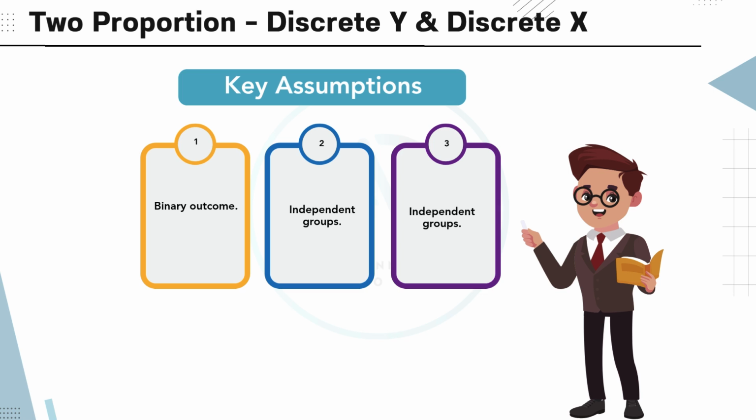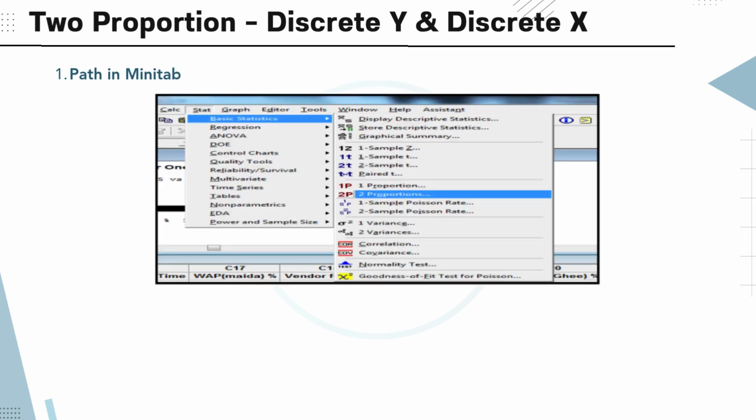We'll now move ahead to see how to run this test in Minitab and interpret the results. Now let's look at how to access the two-proportion test in Minitab. To perform this test, follow these simple steps. 1. Go to the Stat menu in the top toolbar. 2. Hover over Basic Statistics. This will display a drop-down menu of statistical tests. 3. Select 2 Proportions from the list. This option is used when you want to compare proportions between two independent samples. For example, comparing defect rates between two different production lines or pass rates between two different years or departments.